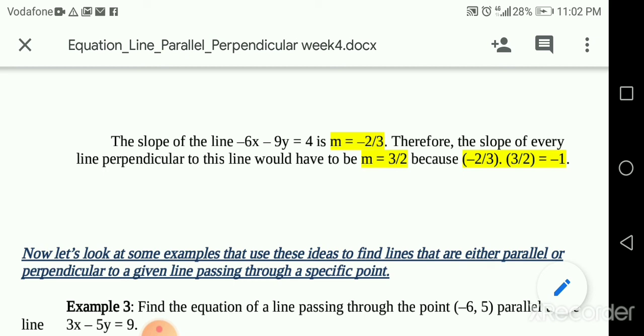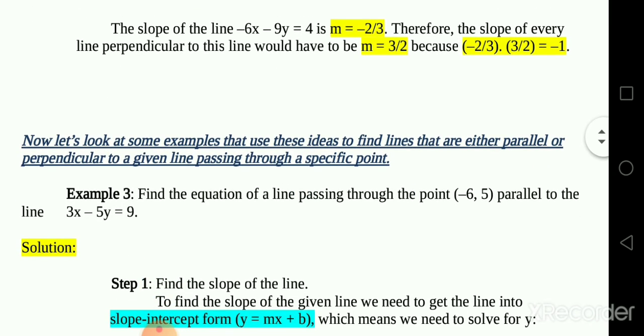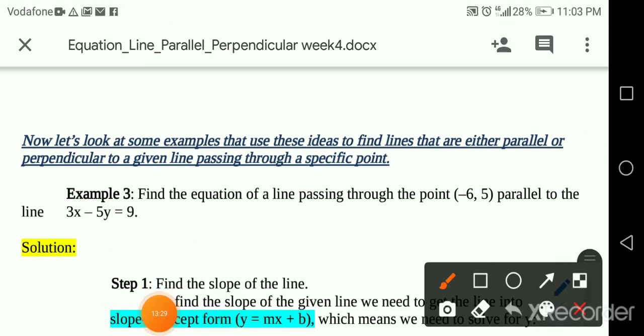Now let's look at some examples that use these ideas to find lines that are either parallel or perpendicular to a given line passing through a specific point. So guys, in example 3, focus please. Find the equation of the line passing through the points -6 and 5.